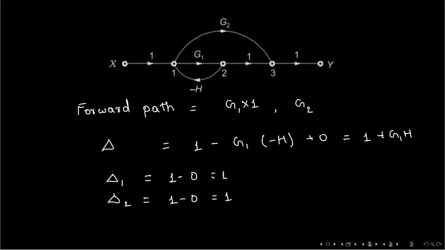Hence the transfer function T is equal to Y(s) by R(s), which is equal to forward path into delta i, so G1 into 1 plus G2 into 1 divided by 1 plus G1H.